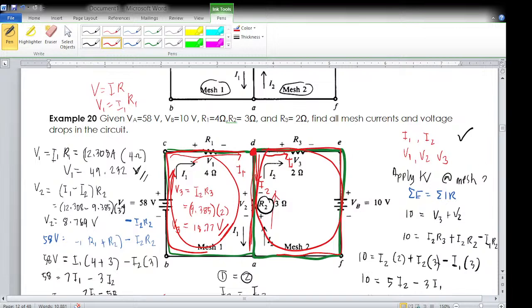Okay, here. Can you see it? Yes, ma'am. There, number 15. Okay, in this number 15, how many meshes do we have? Two, ma'am. Okay, two.